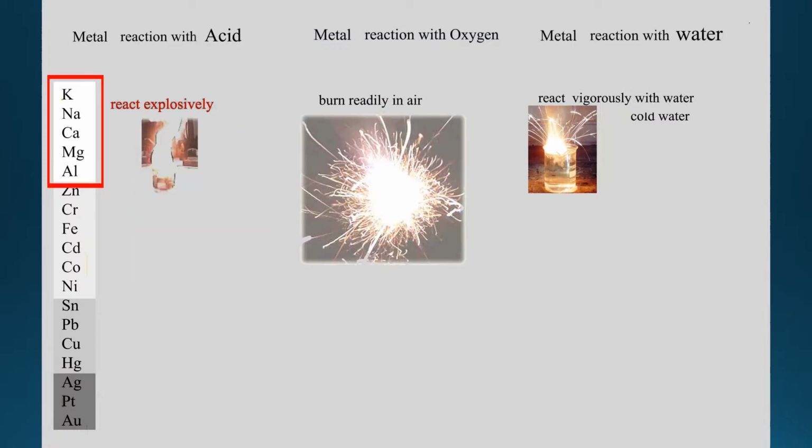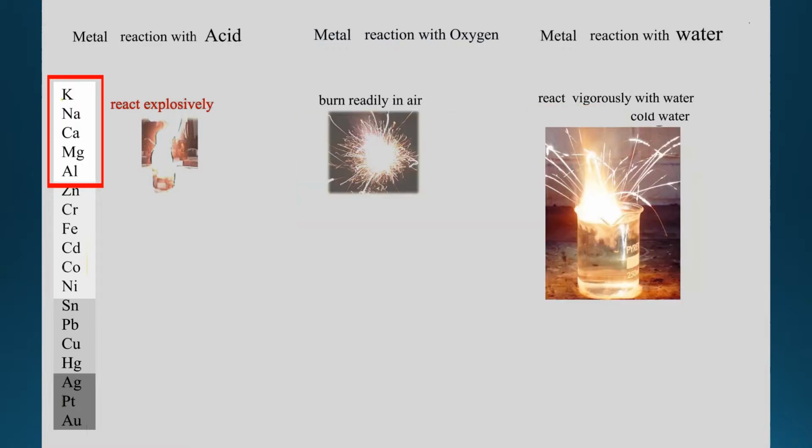The next group is oxygen. If this highly reactive group reacts with oxygen, the metal can burn. A typical example is cutting a strip of magnesium and lighting it up, and it will give a very glowing white light. The same applies to most other metals. They will give a different color, but they will be highly reactive.